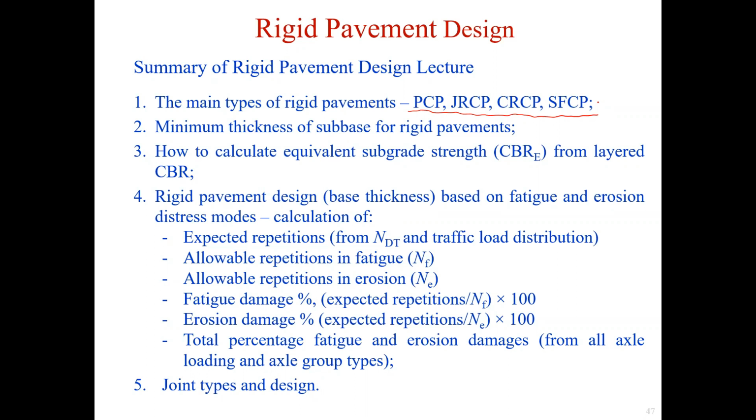The calculation of fatigue damage and erosion damage. The total percentage of fatigue and erosion damages from different actual loading and actual group types. Accordingly, conclusions could be drawn on whether the trial design is acceptable. If not, we need to increase the base thickness until both total percentages of fatigue and erosion are less than 100%. Finally, we have discussed the joint types and functions.